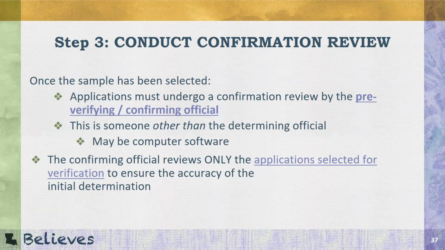This requirement is waived if the LEA uses a technology-based system with a high level of accuracy in processing an initial eligibility determination. The LEA must receive approval through their online CMP application, where they submit their software system as the confirming official. If the state agency determines that the technology-based system is inadequate, it may require the LEA to conduct a confirmation review of each application selected for verification.